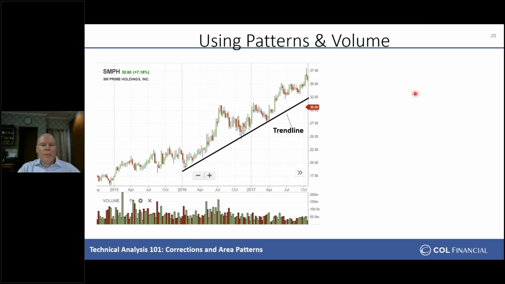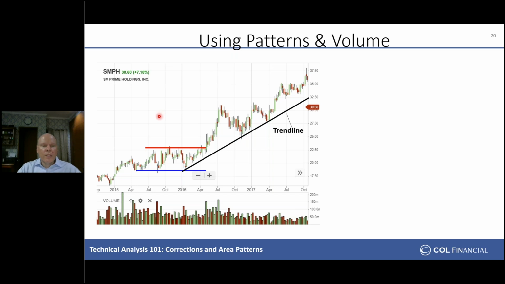All right, let's put what we've learned into context in terms of corrections and area patterns. Let's start with this chart of SM Prime. Now, let's begin with the first part of this. Eventually, you see SM Prime moving up as a basic trend condition. Again, it's up and down.